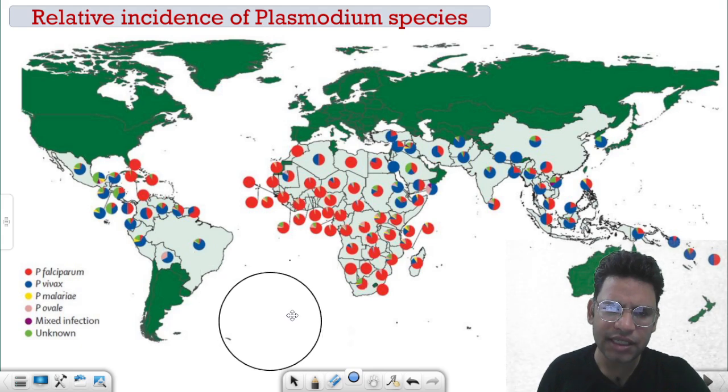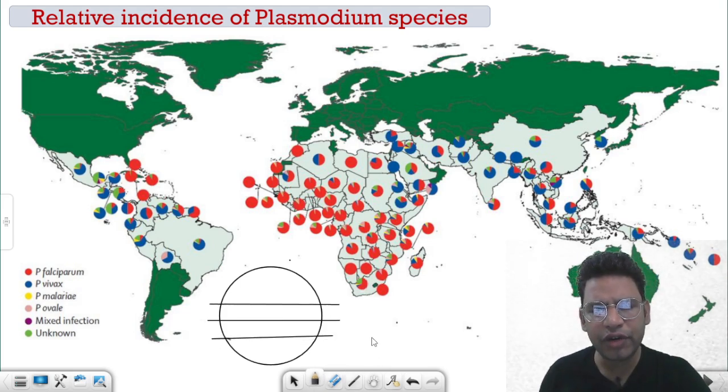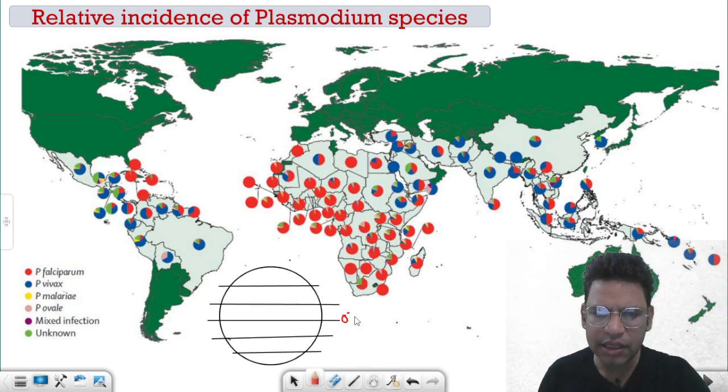So if this is one model of Earth and we have this equatorial region, the equatorial regions have high temperature and high rainfall. Then we have the temperate regions, so temperature is decreasing as we move away from the equator. This is 0 degree, then 23.5 Tropic of Cancer, 66.5, and again 23.5 degrees south, 66.5 degrees south, Antarctic circle, Arctic circle, right?